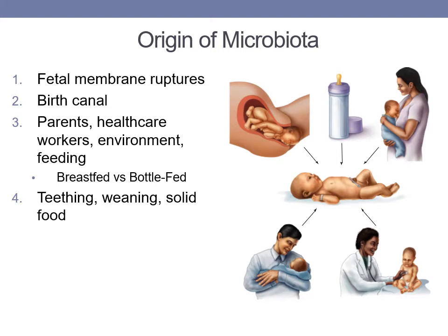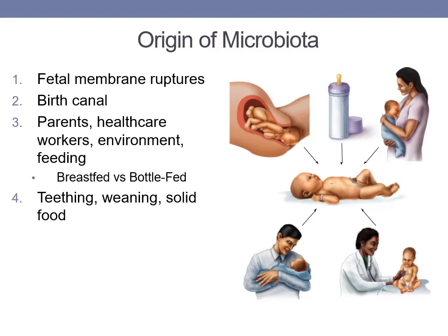Babies get their first exposure to microbes and start to acquire their normal microbiota when the fetal membrane ruptures. As they travel through the birth canal, babies come in contact with additional microbes. 8 to 12 hours after delivery, other microbes from breathing air, feeding, and contact with parents and healthcare workers colonize the skin, GI tract, respiratory tract, and genitourinary tract of newborns. Note that the microbiota that colonizes the GI tract of bottle-fed babies differs greatly from that of breastfed babies.